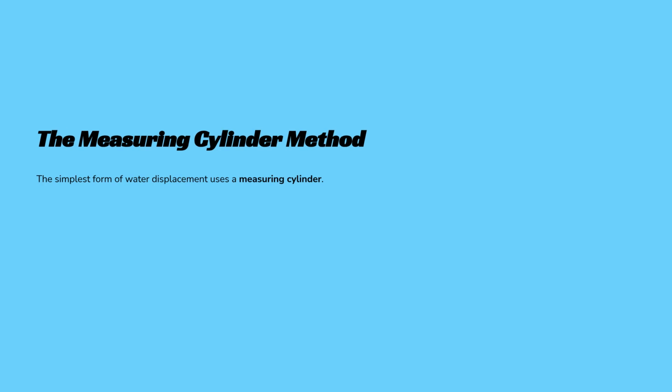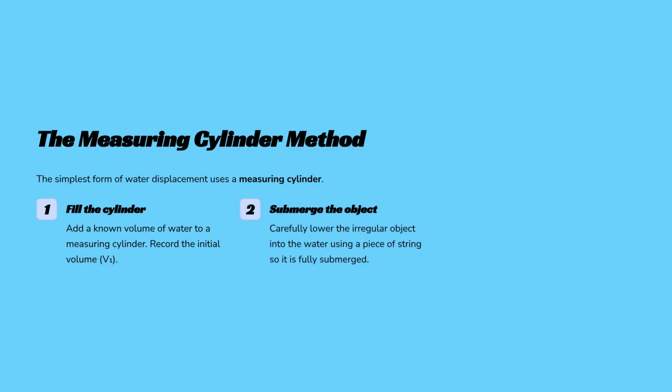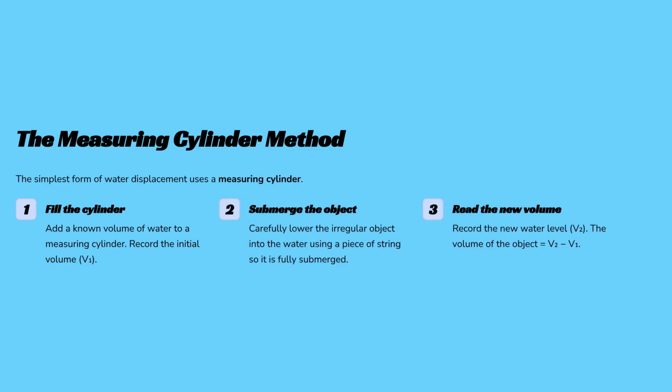To use a measuring cylinder for displacement, first fill it with a known volume of water and record it. Carefully lower the object into the water. The new water level minus the initial volume gives you the volume of the object.